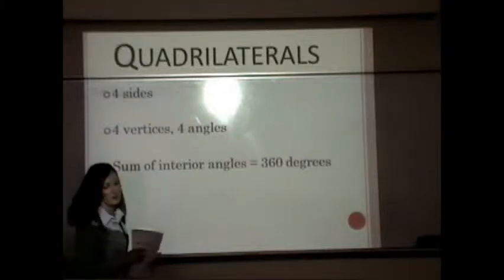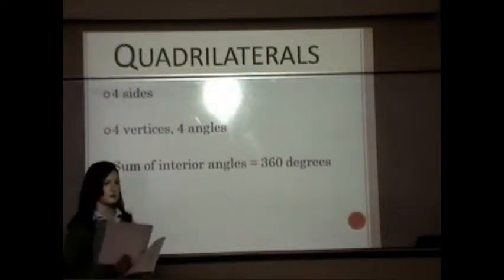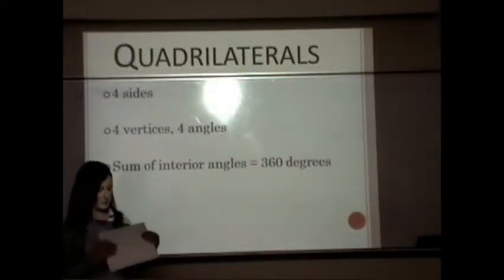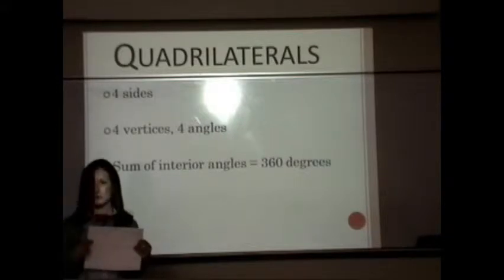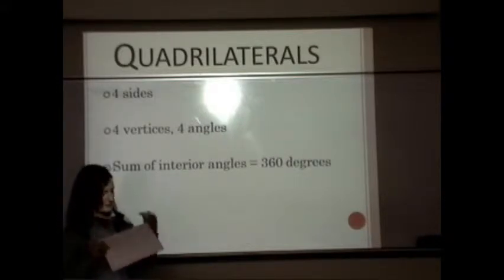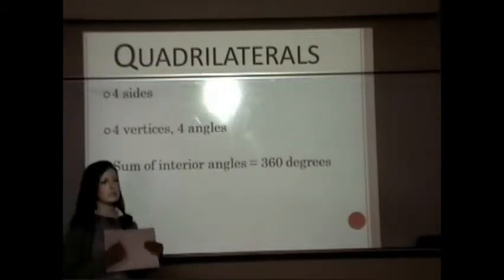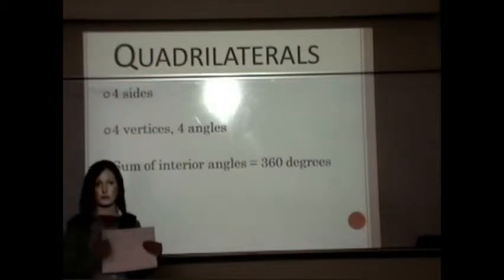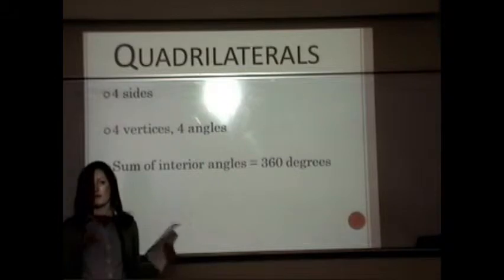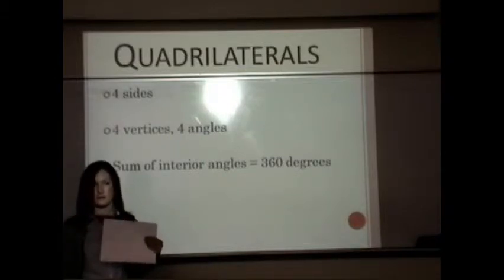Today we are just going to talk about parallelograms. So if you look at your graphic organizer, there's 3 different types of quadrilaterals. We have parallelograms, kites, and trapezoids. Today we're only going to talk about parallelograms, and then tomorrow you will learn all the different types of parallelograms, and then you'll have a quiz over all of that on Friday.